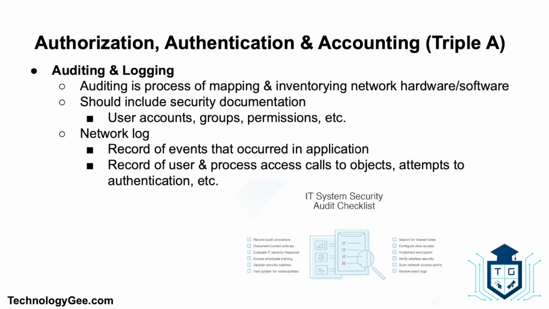In addition to hardware and software, auditing should include security documentation, such as user accounts and groups, as well as permissions. A network log is typically a file that contains a record of events that occurred in an application. It contains the records of user and process access calls to objects, attempts to authenticate, and other activities.